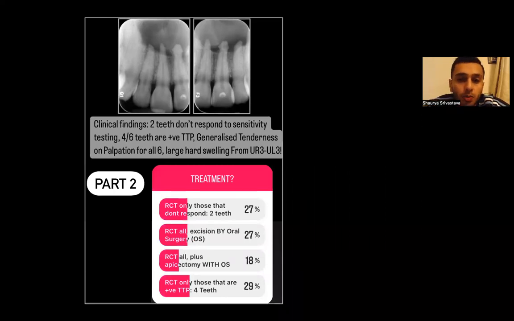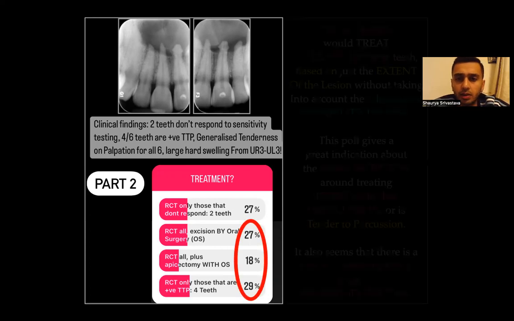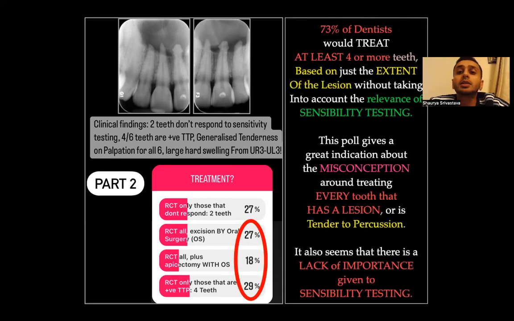2 teeth don't respond to sensitivity testing. 4 out of the 6 teeth are positive to TTP. Generalized tenderness on palpation for all 6, and a large hard swelling from upper right 3 to upper left 3. And what is the treatment that you're going to be doing? And these were the results over here. And this is a summary of that.